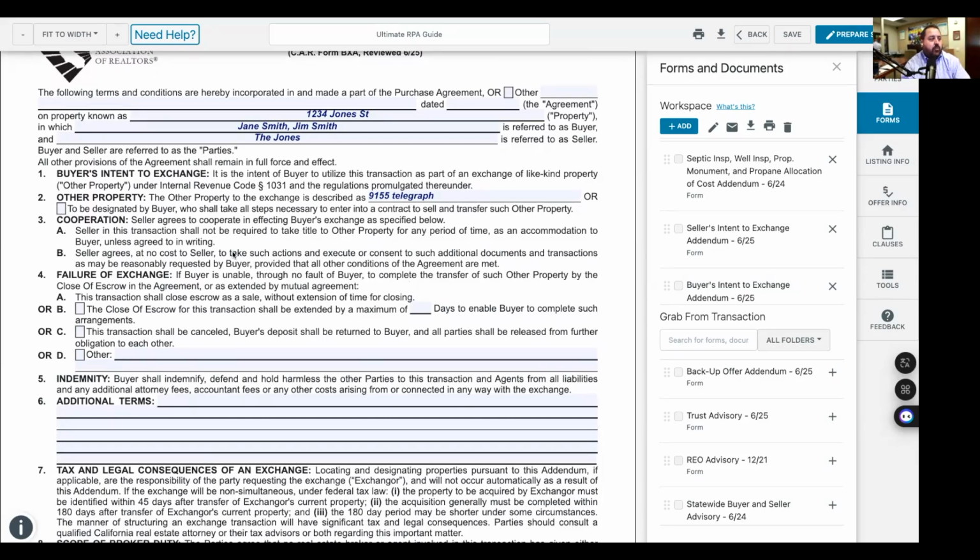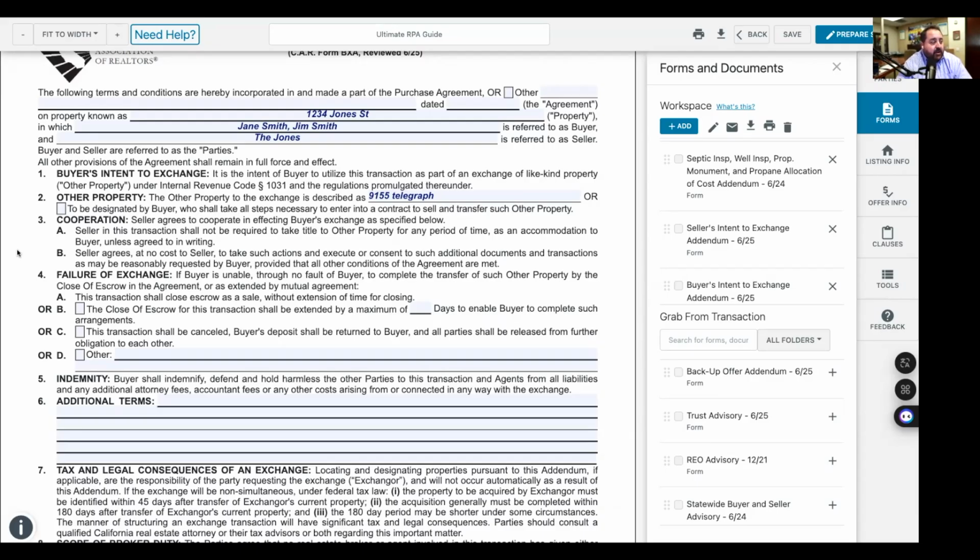Cooperation. Seller agrees to cooperate in effecting buyer's exchange as specified below. Seller's transaction shall not be required to take title to other property for any period of time as an accommodation to buyer unless agreed in writing. Seller agrees at no cost to seller to take such actions and execute or consent to such additional documents and transactions as may be reasonably requested by buyer, provided that all of the conditions of the agreement are met, right? Just like what the seller's intent to exchange said.